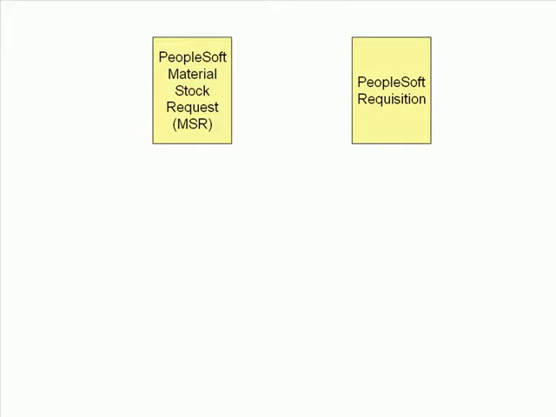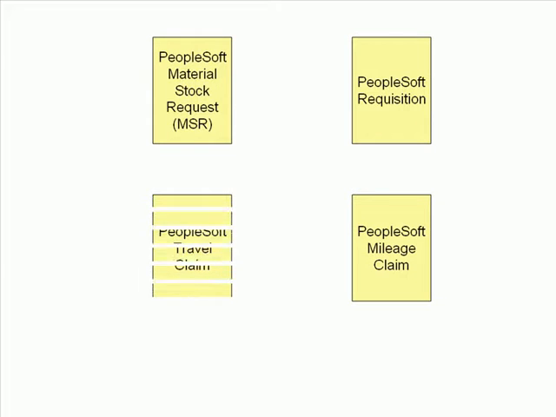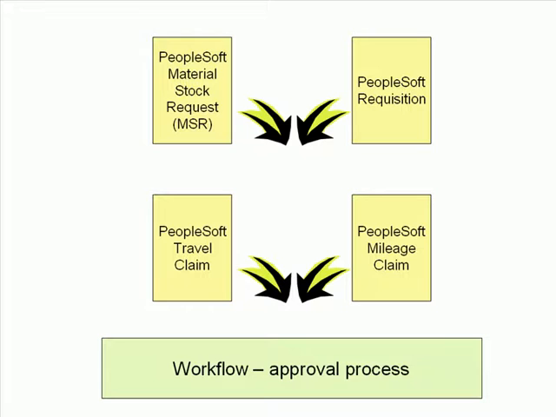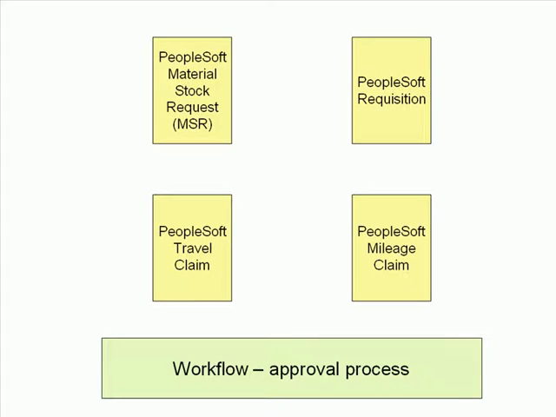Online documents such as requisitions, material stock requests, MSRs, mileage claims, and travel claims are forwarded for approval based on the type of expenditure and/or dollar value. When a claim has final approval, it is automatically forwarded for processing.